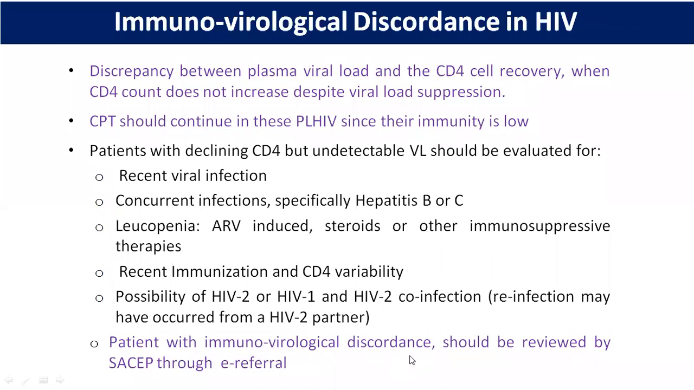A patient with immunological and viral discordance should be reviewed by the SACEP through referral. So these are the things you should do, but always take care because you have to follow the protocol. And if there is any discordance between the virology and immunology, you must send the patient to the SACEP.